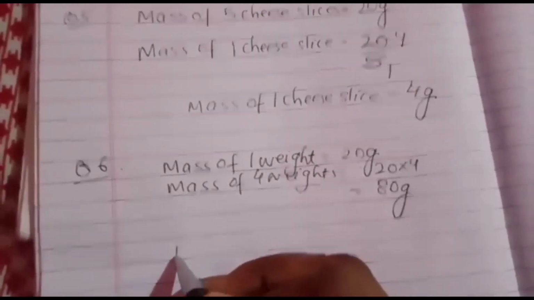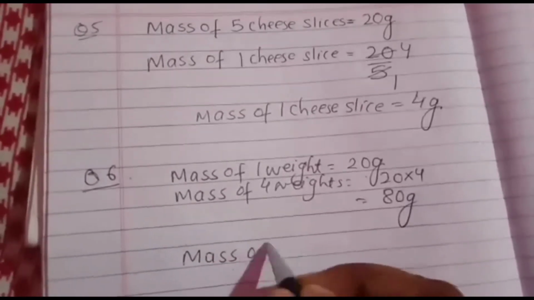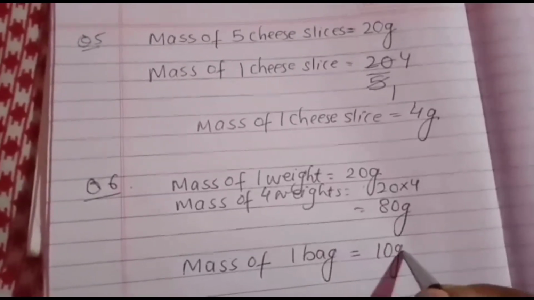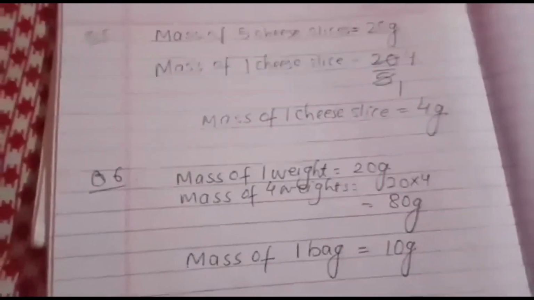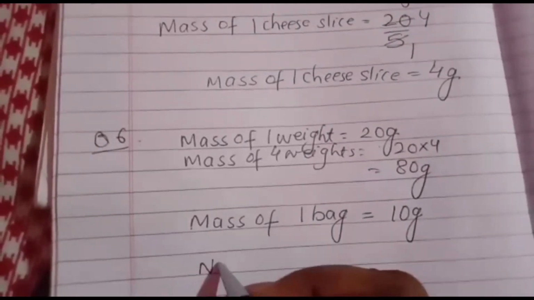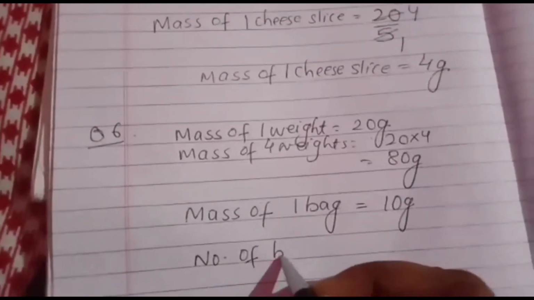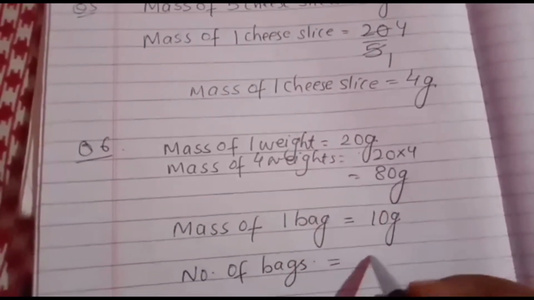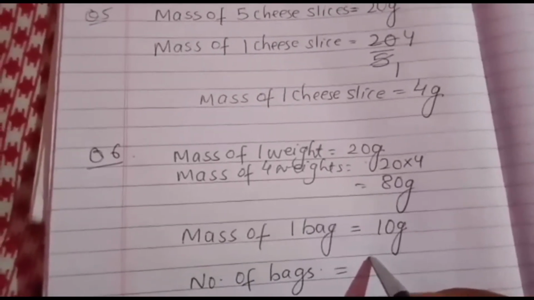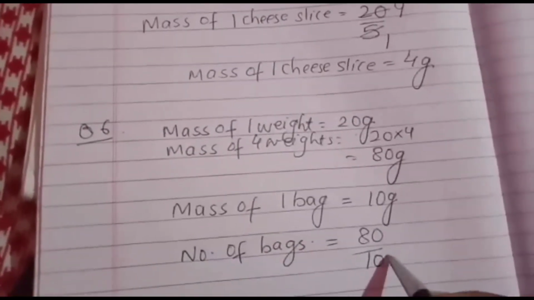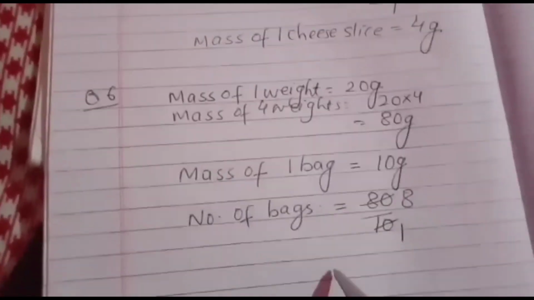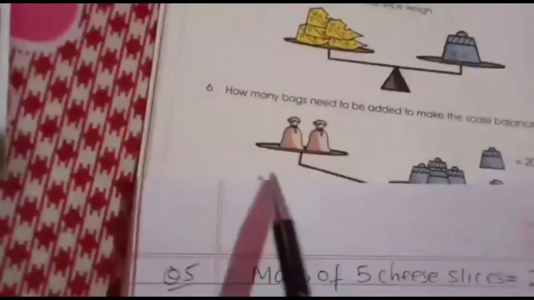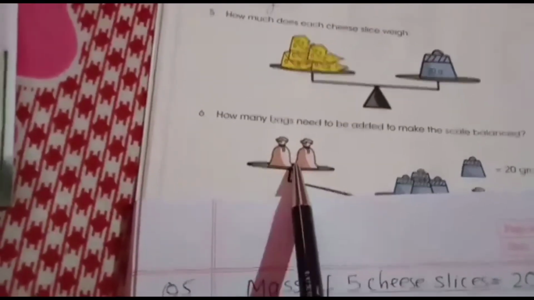Mass of one bag, so mass of one bag is how much? It is 10 grams. We have to find the number of bags. Number of bags is equal to 80, we will divide the mass of 4 weights, 80, by 10. 10 ones are 10, 10 eights are 80. That means number of bags is how much? 8. On this pan, the number of bags should be 8. So already 2 is there.